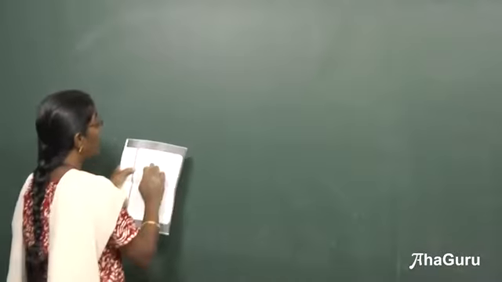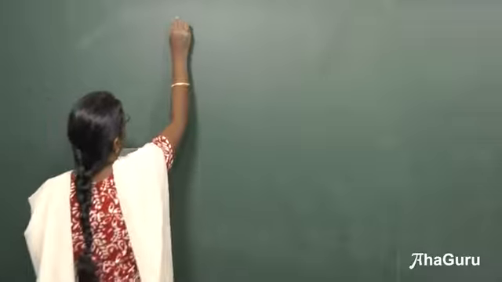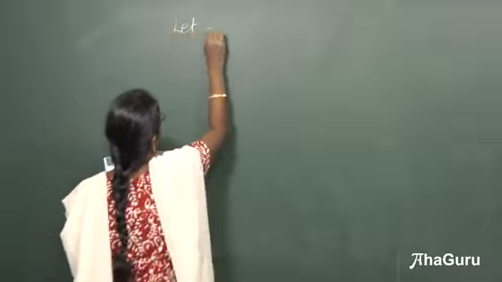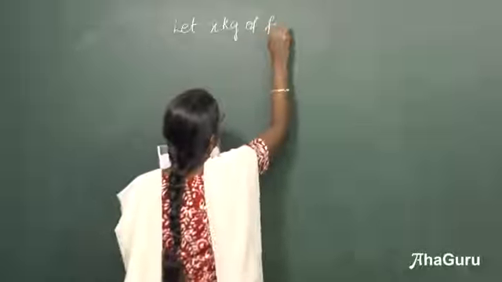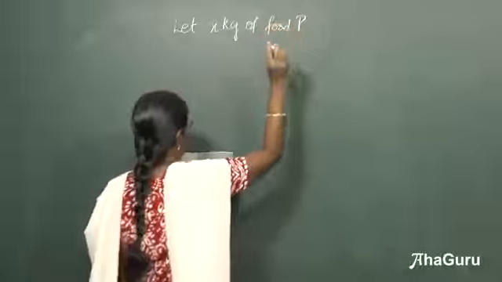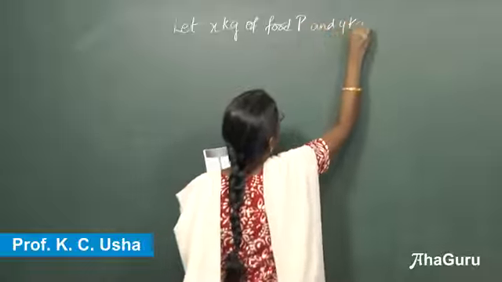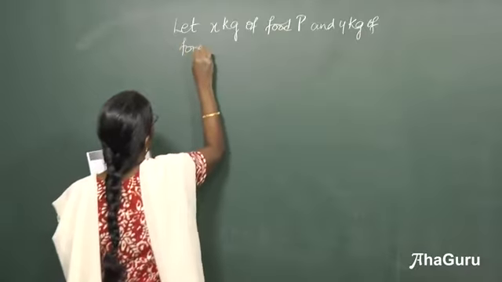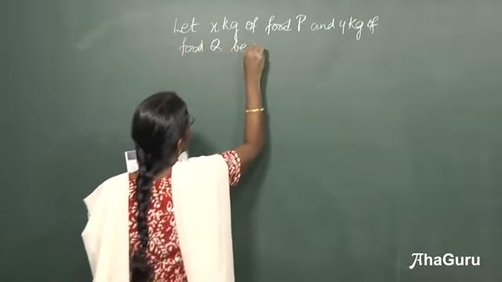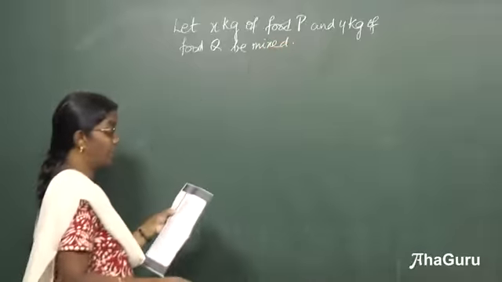Reshma wishes to mix two types of foods P and Q. So, we will consider, let x kg of food P and y kgs of food Q be mixed. First you have to write what x and y stand for.